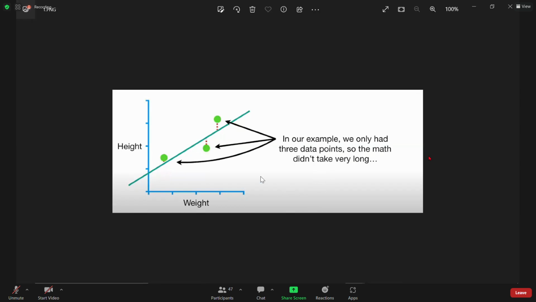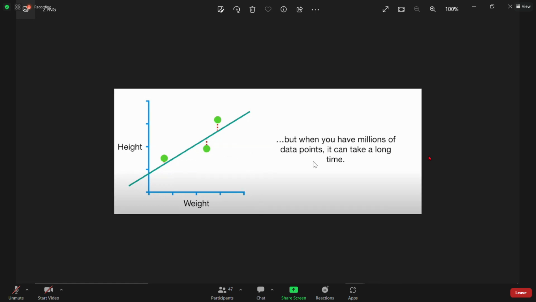So the math didn't take very long, isn't it? In the data set, we have how many data points, guys? Three data points. That's why the math didn't take very long. In real-time data, do you have only three data points? No. Assume when you have millions of data points, gradient descent is slow, right? Very, very slow. Assume when you have 2 lakh records, do you think 2 lakh times we need to compute the residual? It takes more time.